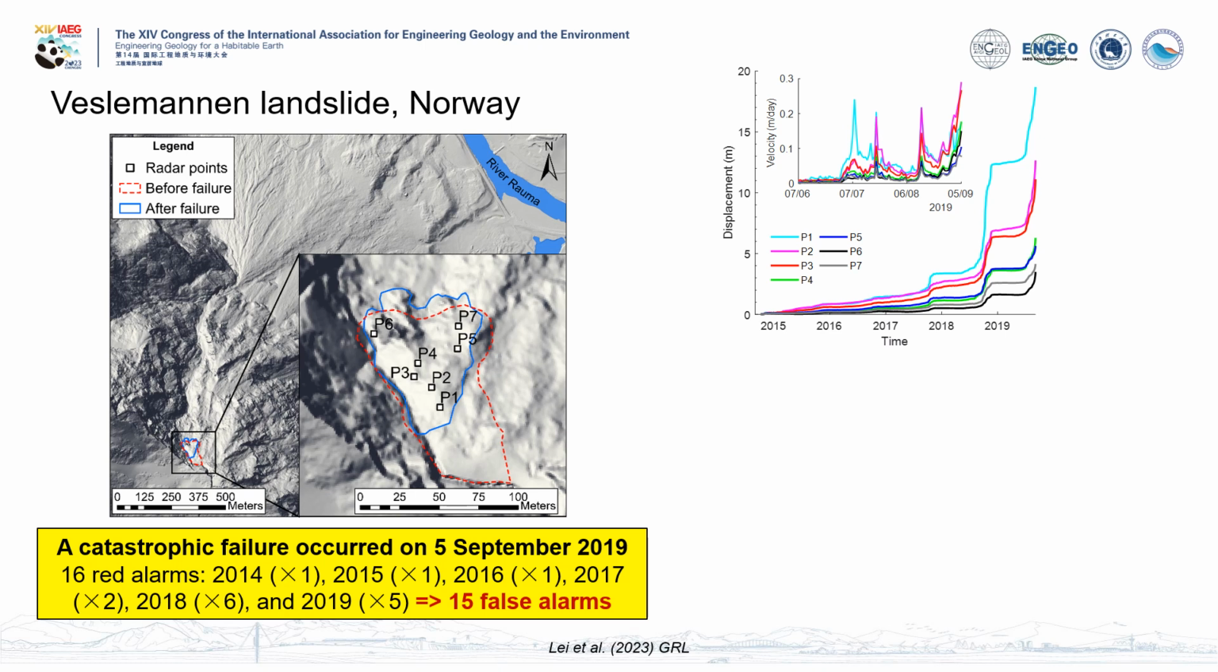The local authority adopted the conventional velocity threshold method to mitigate the risk, and they released 16 red alarms. Except for the last one, all the preceding 15 red alarms were found to be false alarms, which means that people were evacuated from the hazard zone, but no failure happened.